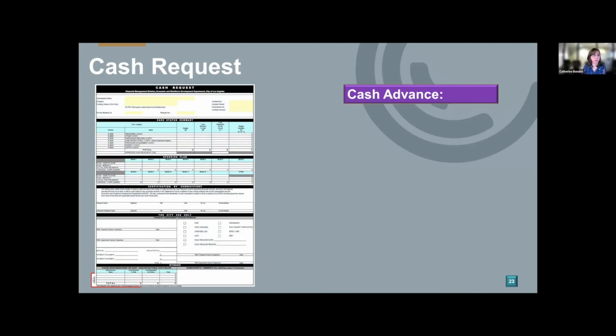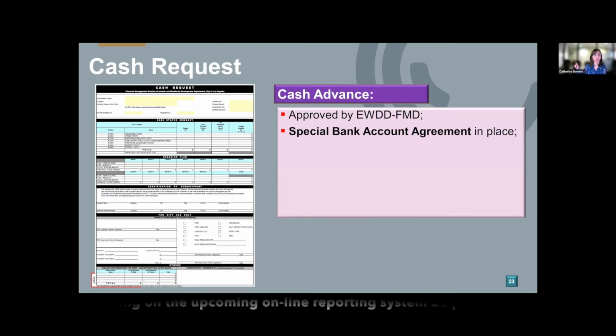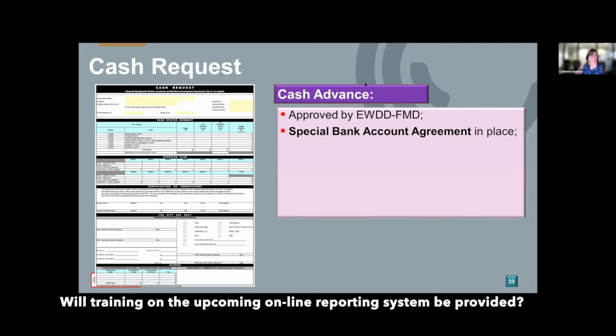We have the same cash request forms. For cash advance, it's the same form here. If you need advance, you need a special bank agreement in place. Remember, that's in your handout. If you don't have a copy, yeah. Will there be training that will be provided to prepare fiscal and IT staff on the new system? Yes, of course. I'm sure that's a phase when we introduce you. I'm sure there will be.